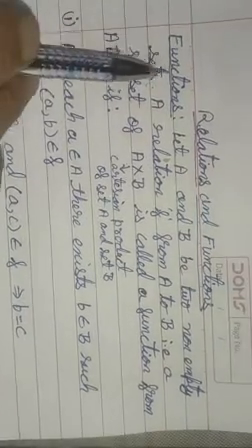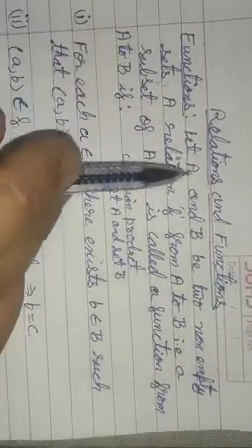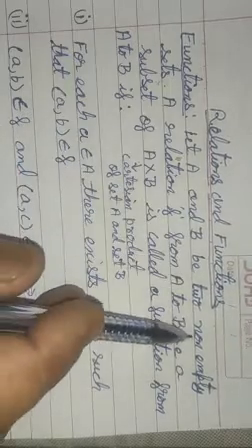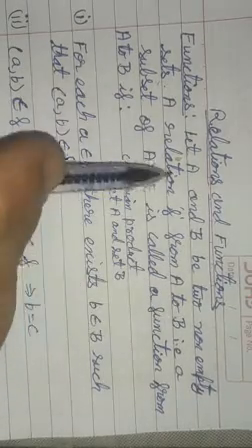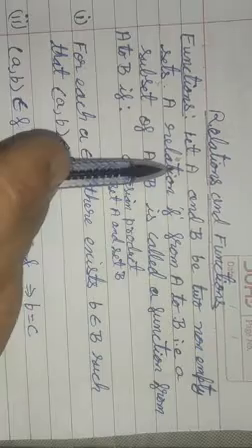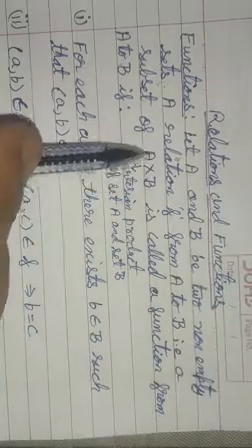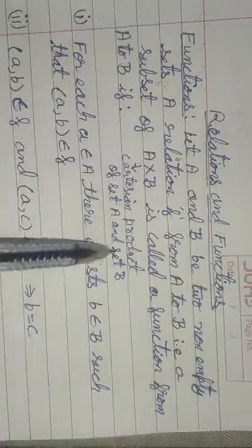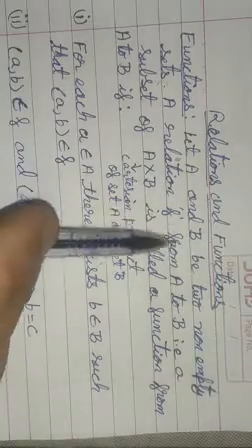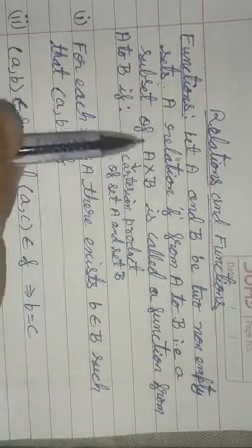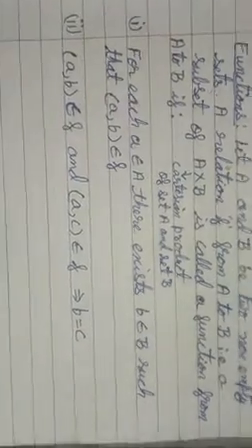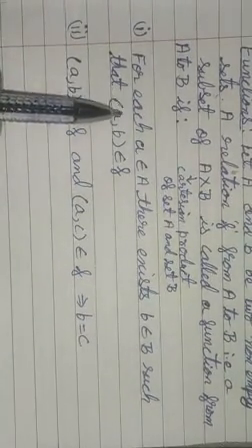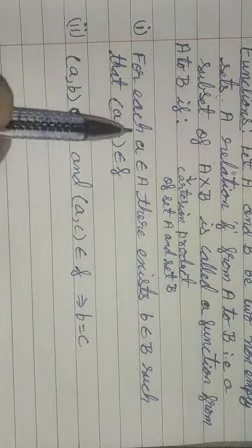Now functions, what are functions? Let A and B be two non-empty sets. A relation f from A to B, and you all know that relation is a subset of A cross B. A cross B means Cartesian product of set A and B. Now a relation f from A to B, that is a subset of A cross B, is called a function from A to B if it fulfills these two conditions.